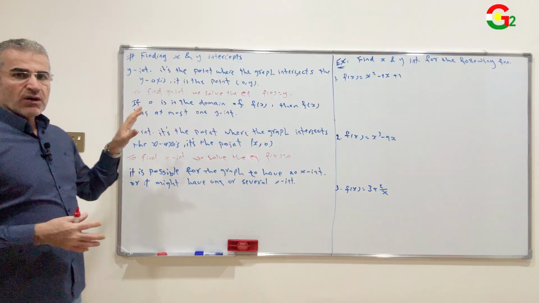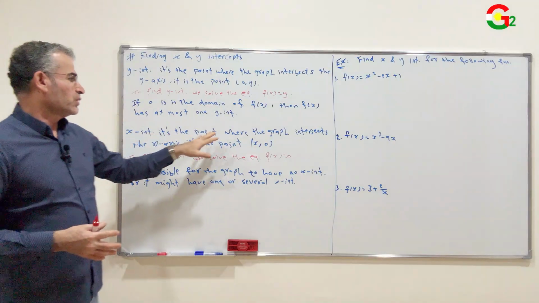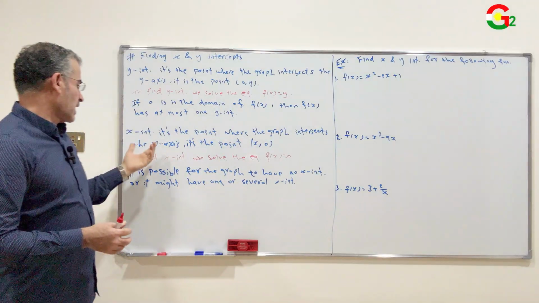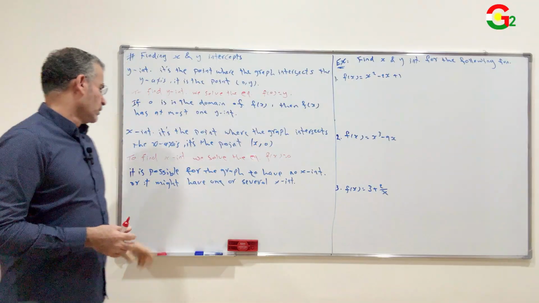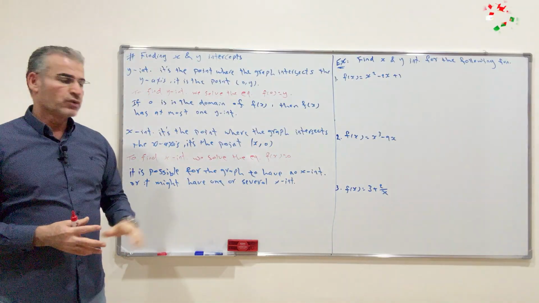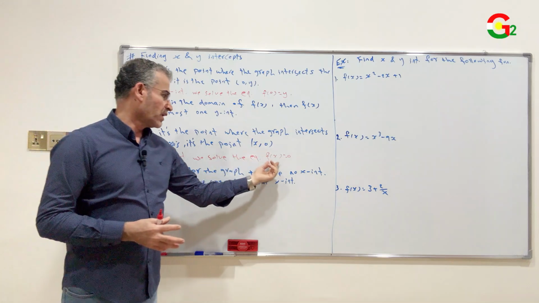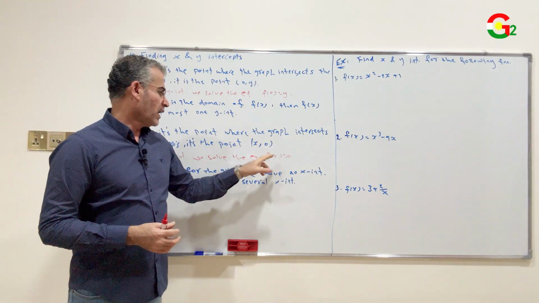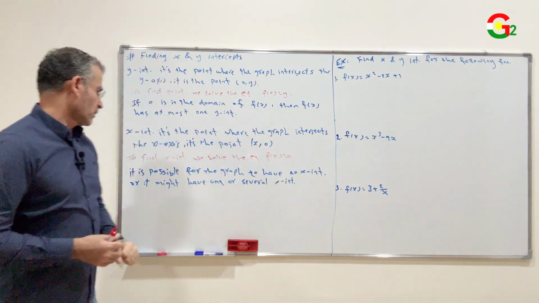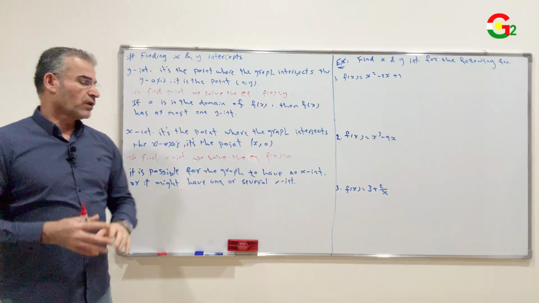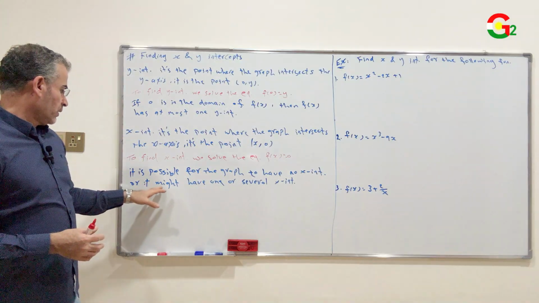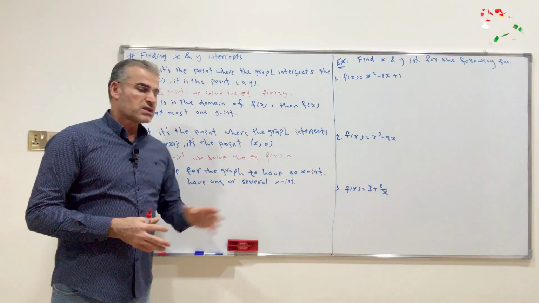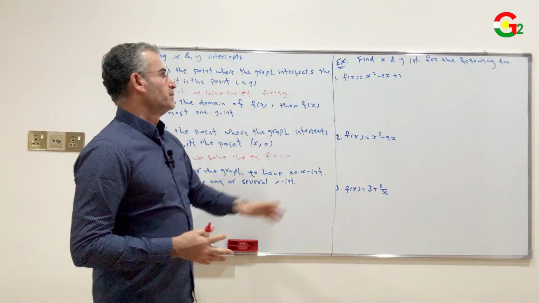What is the definition of x-intercept? It is the point where the graph intersects with the x-axis. It is the point with coordinates (x, 0). To find the x-intercept, we set y equals 0 and solve the equation f(x) equals 0 to find x. It is possible for the graph to have no x-intercepts, or it might have one or several x-intercepts.